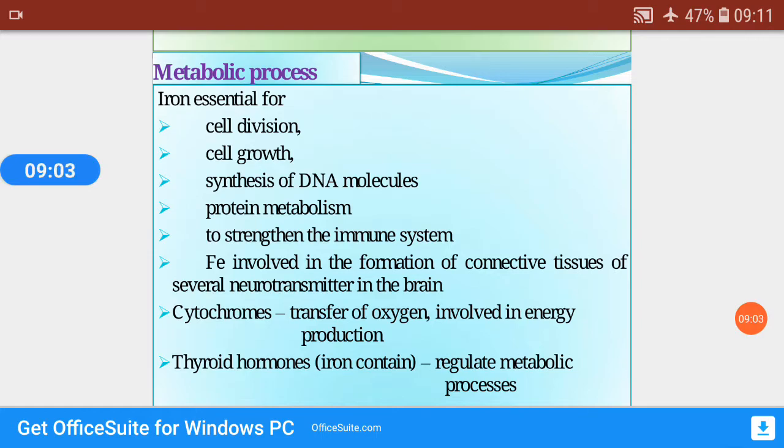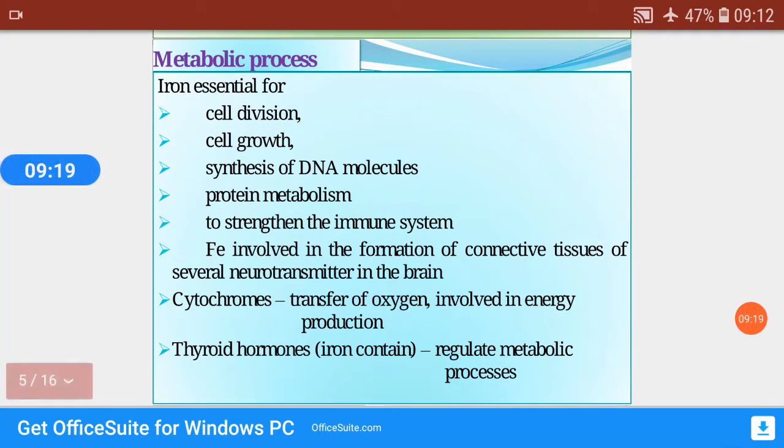Okay, and also it is involved in the formation of connective tissues and several neurotransmitters in the brain. So again, the cytochromes, okay, that is iron transfer reaction takes place in such type of proteins, and also they help in the transfer of oxygen, that is involved in the energy production, in particular synthesis of ATP molecules.